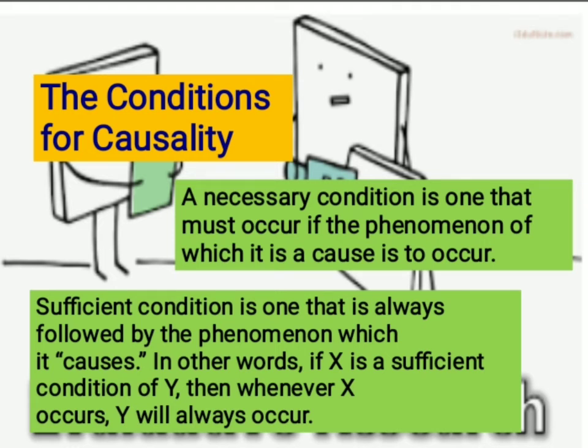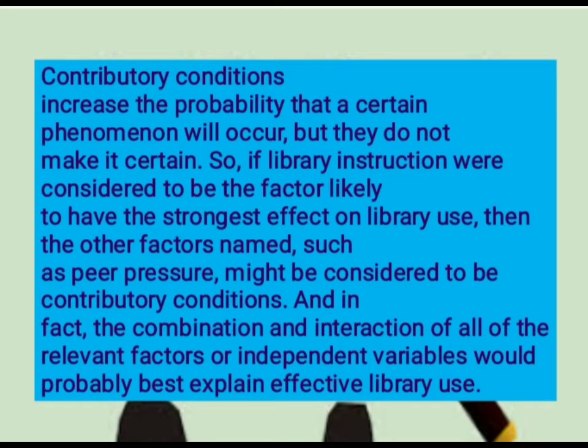The conditions for causality. A necessary condition is one that must occur if the phenomenon of which it is a cause is to occur. A sufficient condition is one that is always followed by the phenomenon which it causes. In other words, if X is a sufficient condition of Y, then wherever X occurs, Y will always occur. Contributory conditions increase the probability that a certain phenomenon will occur, but they do not make it certain.